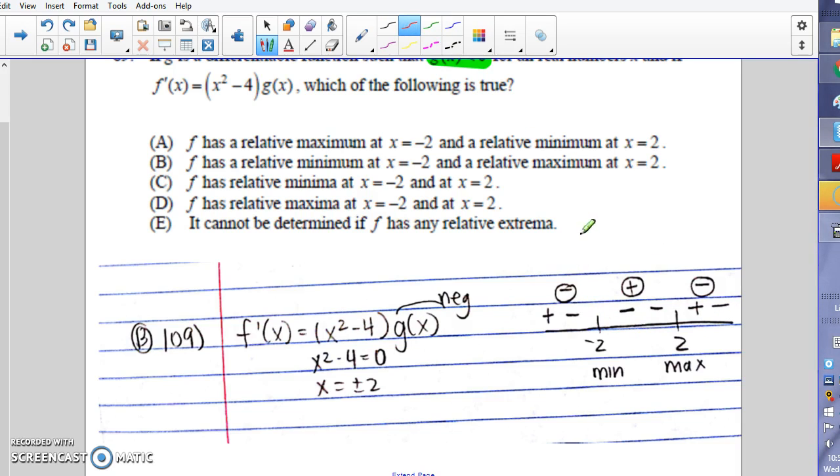And the idea is this one goes from decreasing to increasing, that's a min, and then it's increasing to decreasing, that's a max. Relative max at -2, nope. Relative minimum at -2, yes, and maximum at 2, looks good. This one is saying both minimums, both maximums, and this one's saying you can't determine anything, which is false, so it has to be B.